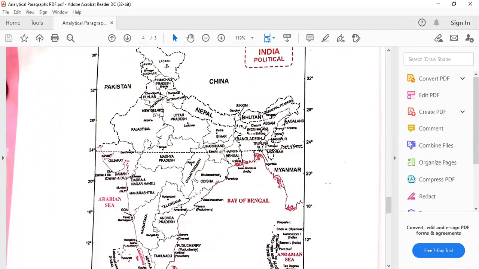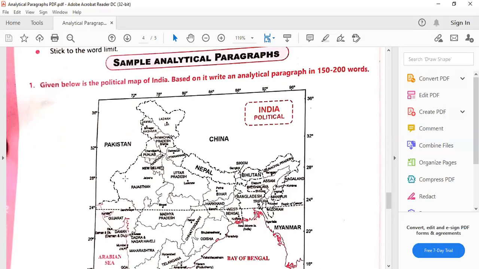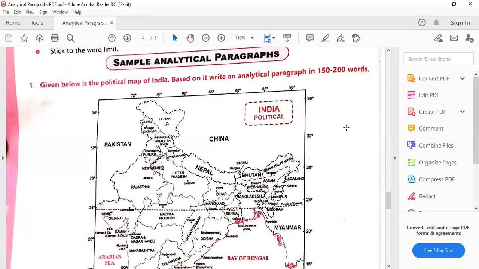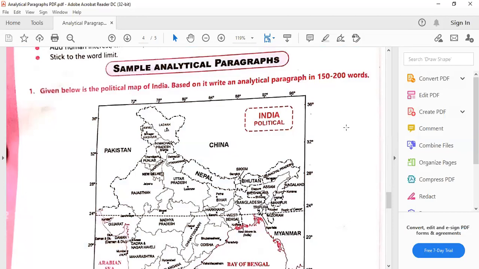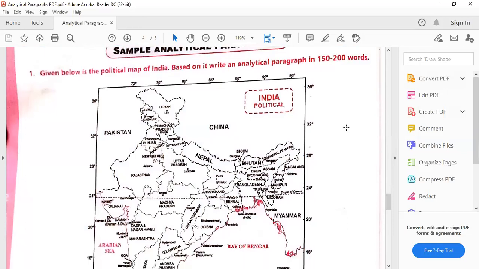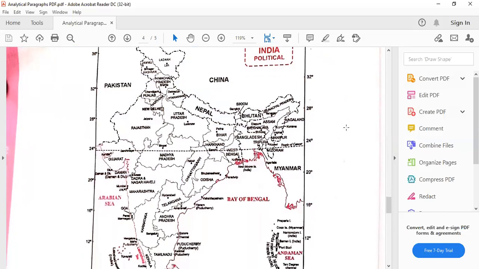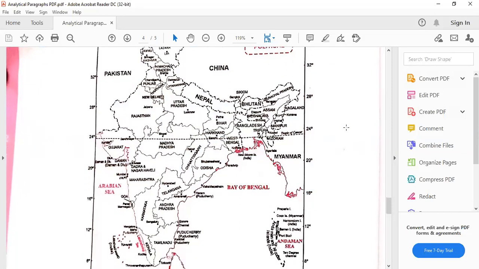Here is one example given to you. You are given a political map of India. Based on it, write an analytical paragraph in 150 to 200 words, but you should go for 100 to 150 words because last year it was same. Now you can see the map. You have already done it in social science. So the states are given with their capitals to you in this map.